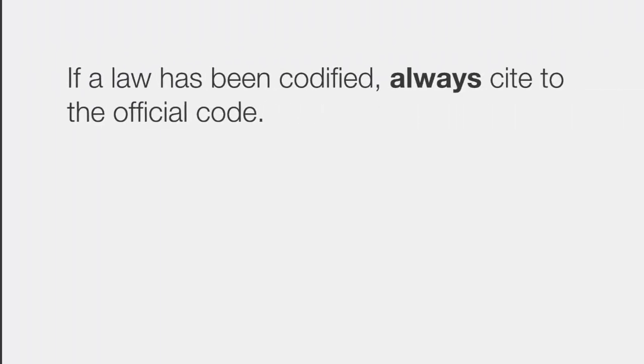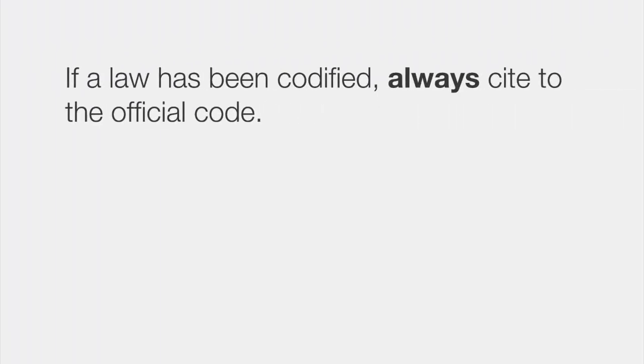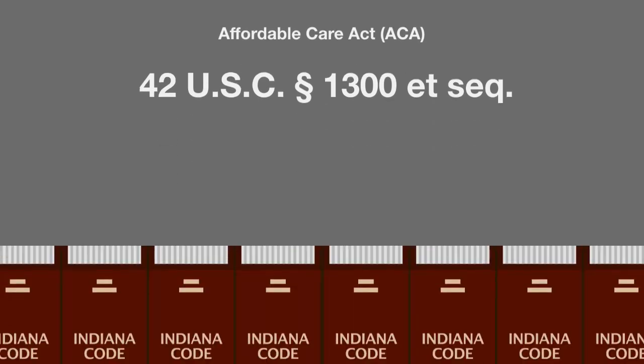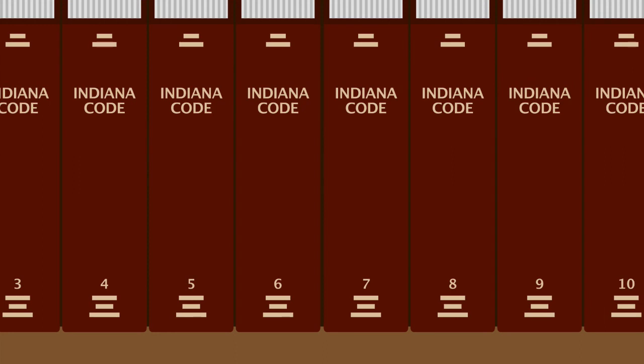If a law has been codified, you would always cite to the official code. The ACA is a complex law that touches many subjects. Parts of it are codified in over 20 different sections of the U.S. Code, with the bulk of the provisions found at 42 U.S.C. Section 1300.